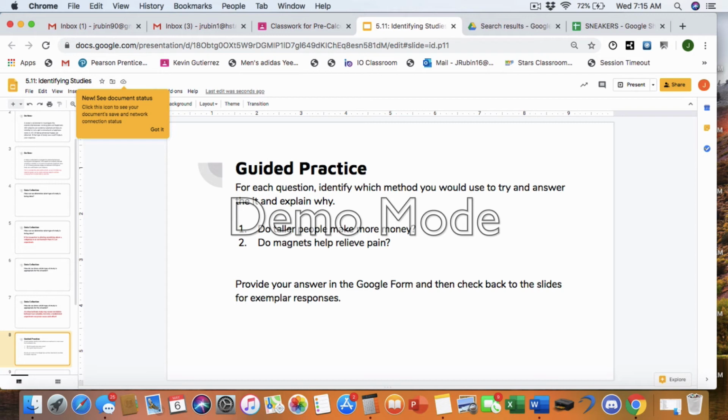So now, looking at what we're trying to do today, for each question that's below, you are going to explain which method you used and or would use to answer that question, then explain why. So you'll go to your Google form, you'll answer that, and then you'll come back here to see responses.